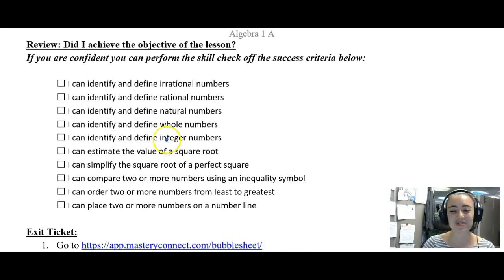Now that you're back, let's review this video to see, are you confident in checking off all the success criteria so you have achieved the objectives of this video? So can you identify and define irrational numbers, rational numbers, natural numbers, whole numbers, integer numbers, all those in that graphic organizer we saw? Can you estimate the value of a square root? Can you simplify the square root of perfect squares? Can you compare 2 or more numbers using an inequality symbol, order 2 or more numbers from least to greatest, and place 2 or more numbers on a number line? So we had our 3 groups of success criteria. That's why we focus on 3 main problems from today's video.